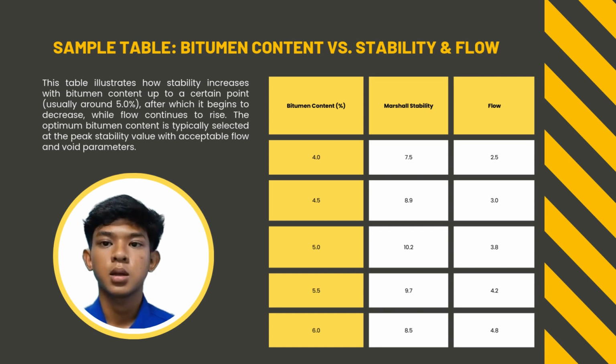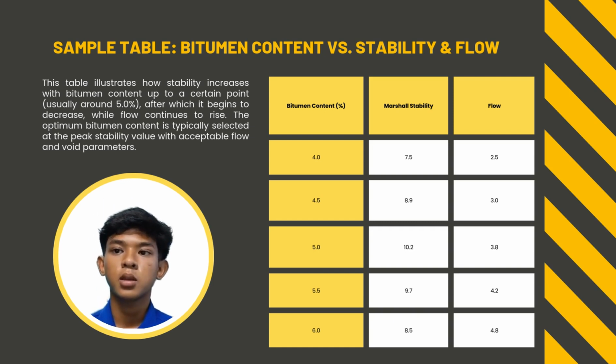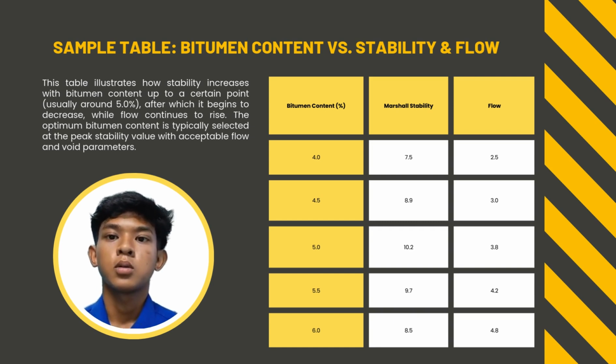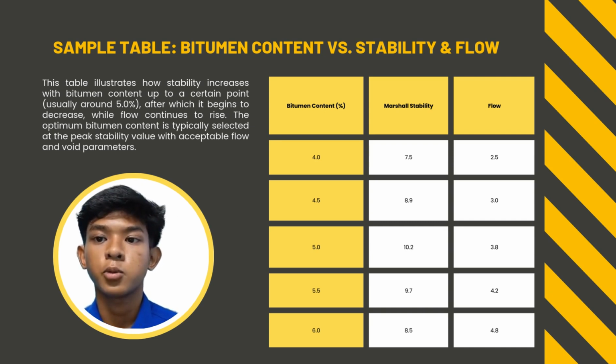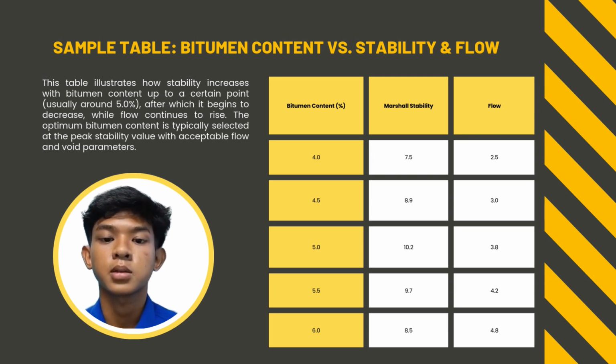Okay, next, I will present a sample table, bitumen content versus stability and flow. This table illustrates how stability increases with bitumen content up to a certain point, usually around 5.0%, after which it begins to decrease while flow continues to rise. The optimum bitumen content is typically selected at the peak stability value with acceptable flow and void parameters.